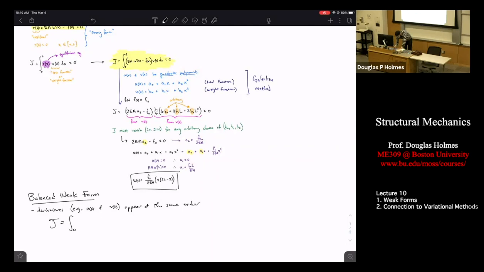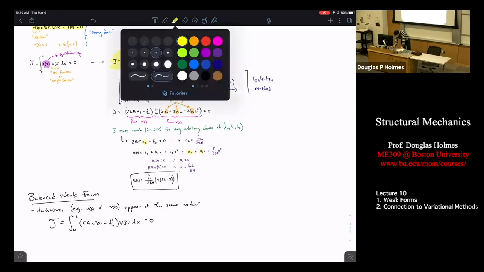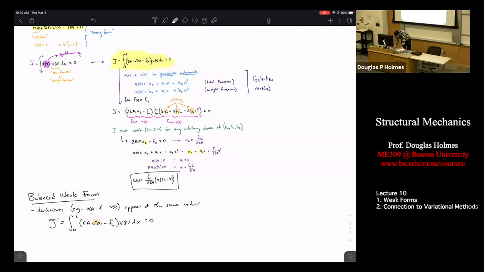Okay, and so J is what? J is the integral from 0 to L of EA u double prime, and we're going to stick with this just being a constant for now, multiplied by our test function, v, and that's got to equal 0. So clearly right now, they are not at the same order. It's 2 derivatives on u and 0 derivatives on v. How do we fix this? You know the answer.